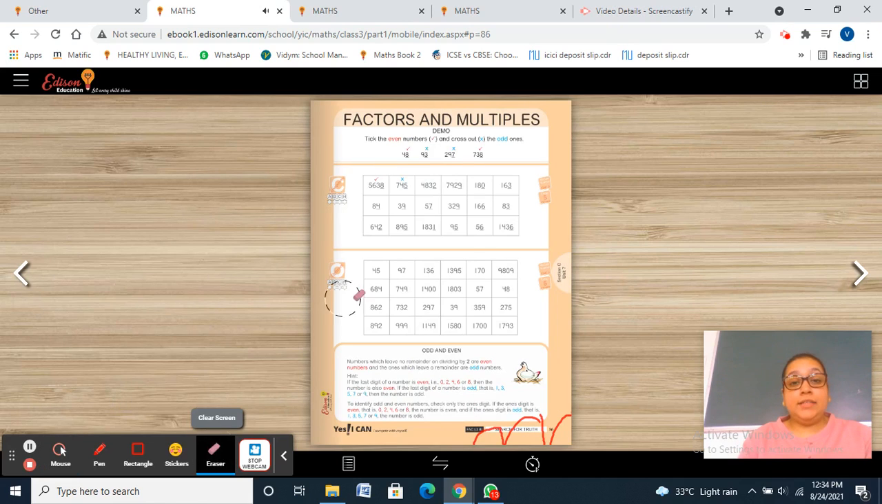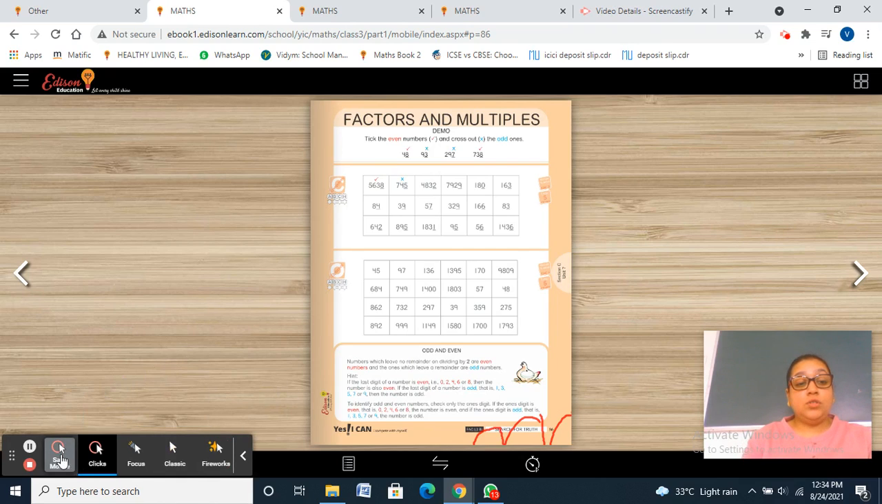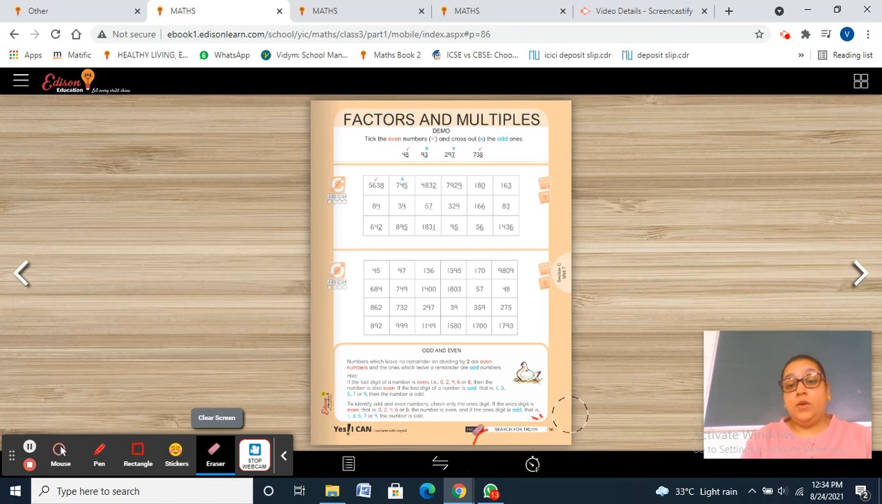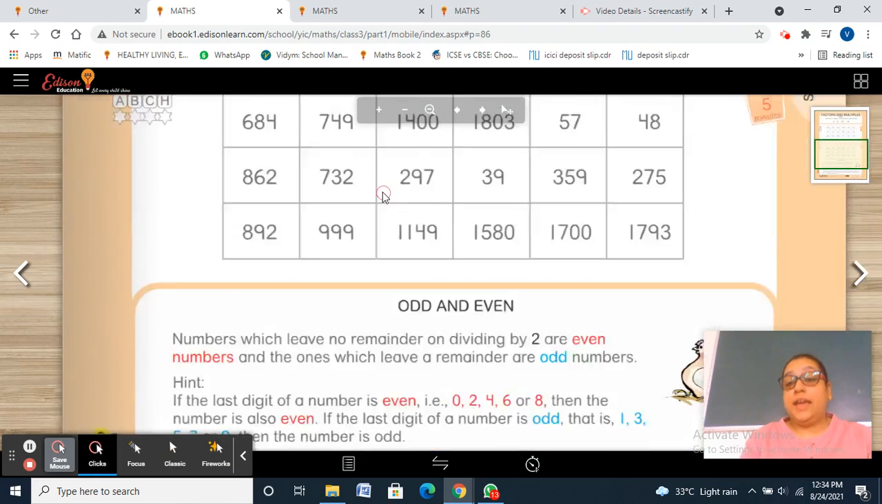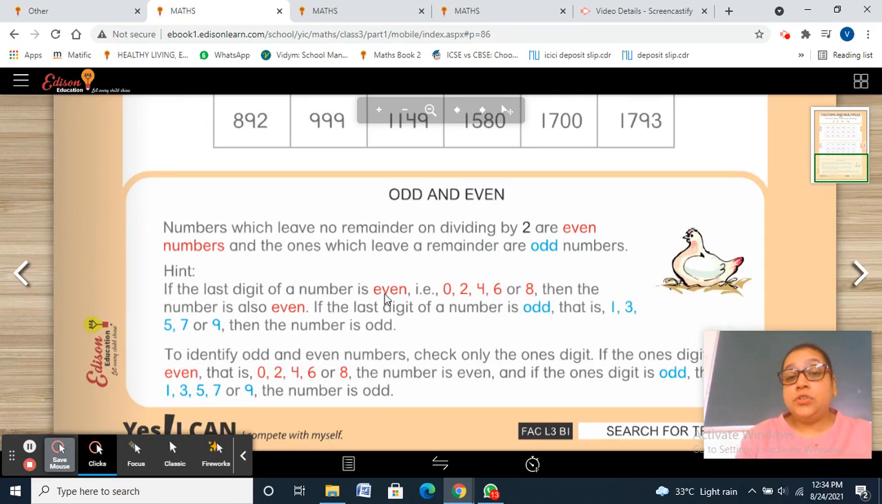Now, page number 86. Now you have to use your ones place value method. How are you going to use your ones place value method? You have to take the ones place value of each and every number, and if the last digit of the number is even, meaning 0, 2, 4, 6, 8, then it is also an even number. If the last digit is odd, meaning 1, 3, 5, 7, or 9, then it is an odd number. Okay, so you have to check the ones place value digit.